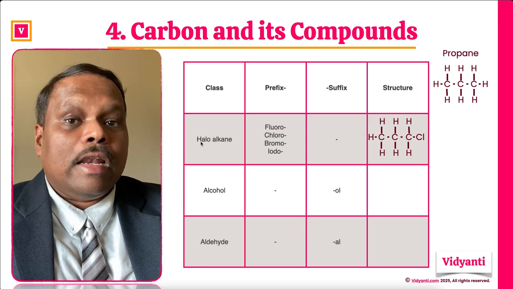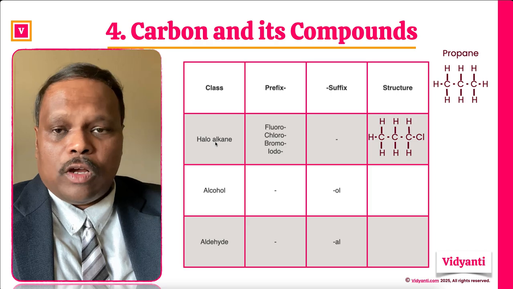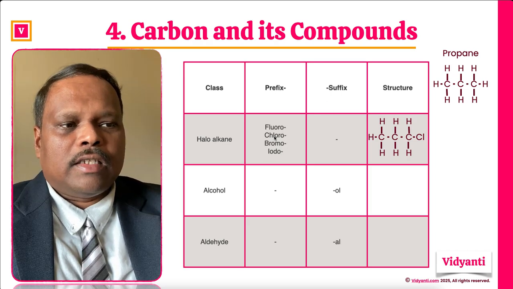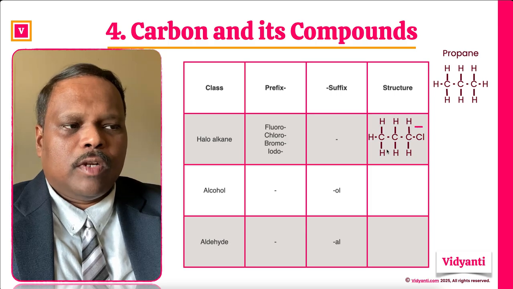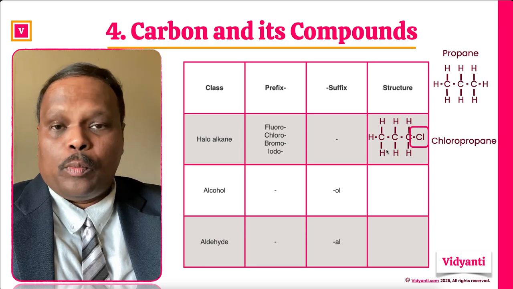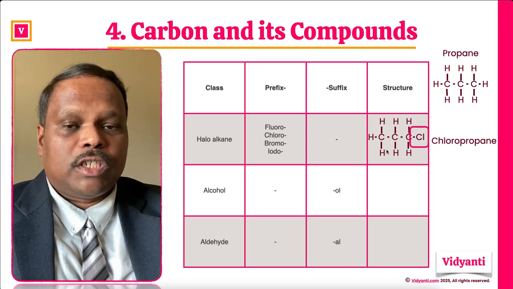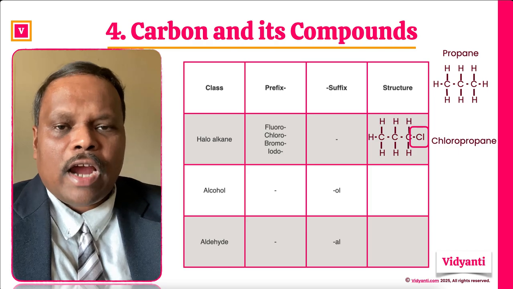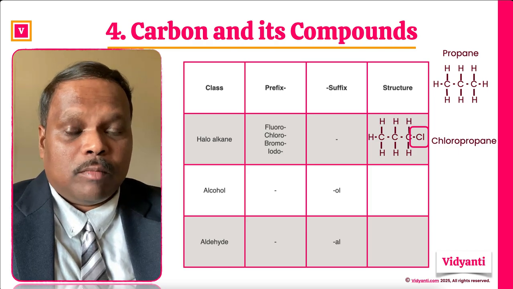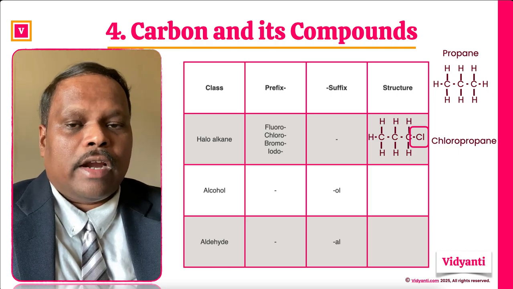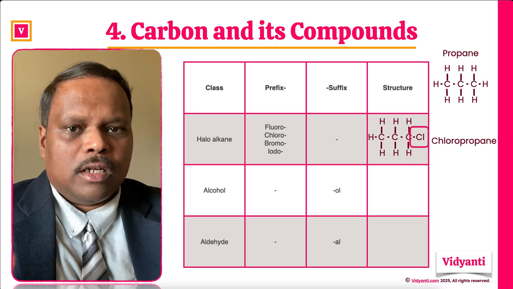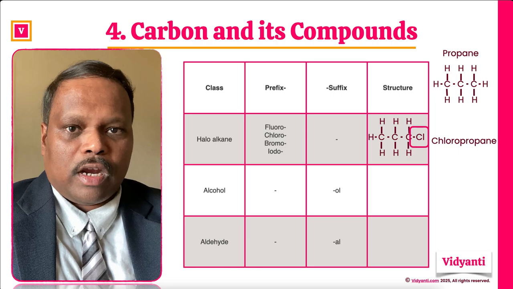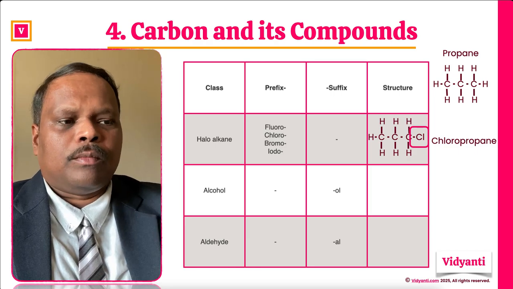Let's see how we can name it. Since it is a haloalkane group, it will be denoted by prefix and not by suffix. And since it is chloro, the name of this one will be chloropropane, because the base compound from which it is derived is propane, and only one hydrogen atom is replaced by a halogen member, specifically chlorine, and halogen members are denoted by prefix, not by suffix. So it will be chloropropane, and that will be the name of the compound.